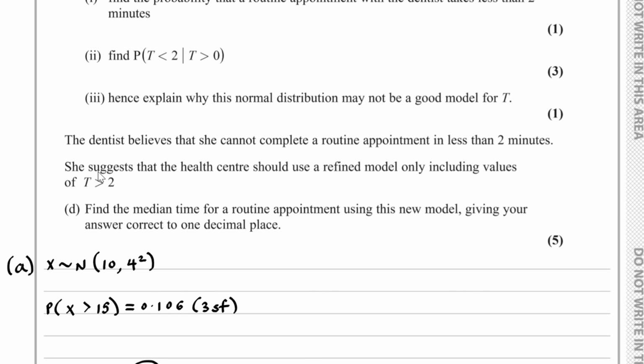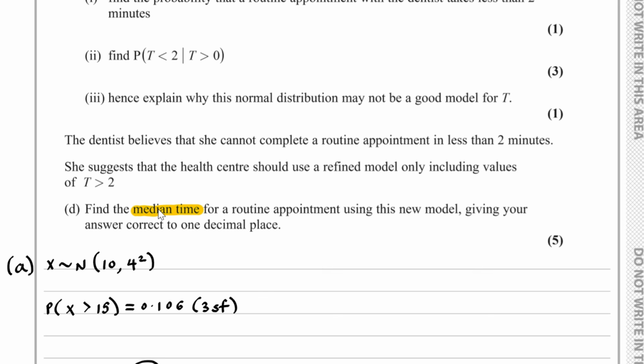And now for part D of the question, the dentist believes that she cannot complete a routine appointment in less than 2 minutes. She suggests that the health centre should use a refined model only including values of t greater than 2. And we have to find the median time for a routine appointment using this new model, giving an answer correct to 1 decimal place. Well, the trick in this question is to realise we have to find the median time.